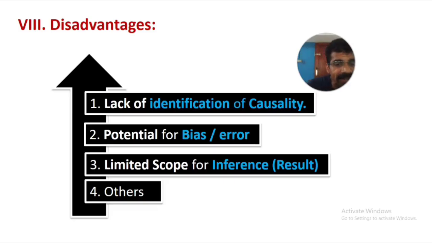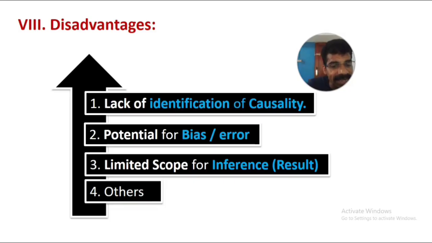Then second demerit is potential for bias and error. As we simply collect the data from the population, there may be a chance of bias or error in conducting the research study. So there is a potential for bias and error in conducting the study.